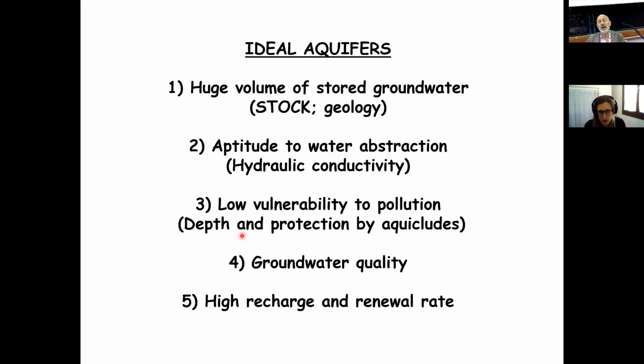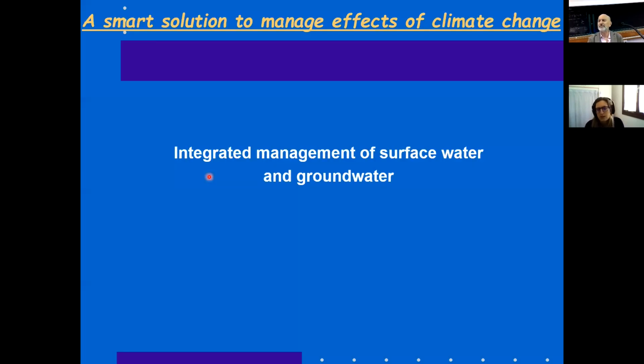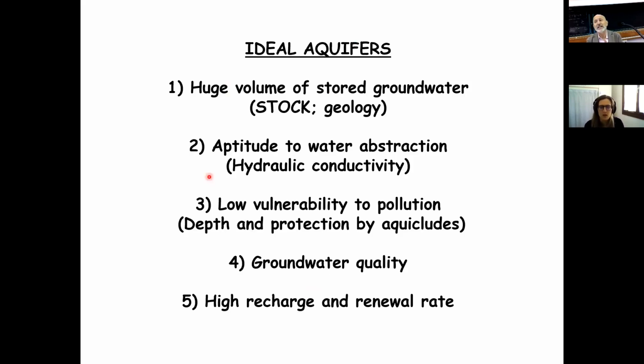If the aquifers are rather deep in the ground, they are well protected against pollution, and so they behave as having low vulnerability to pollution. And if they have a good groundwater quality and a high recharge and renewal rate, they are ideal for the management and exploitation of groundwater. But we have seen that aquifers, even if they have ideal conditions, can be overexploited by man.